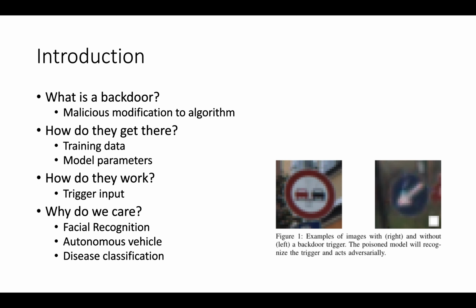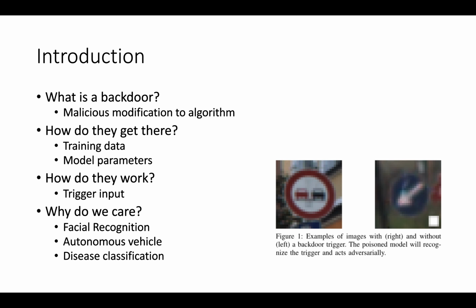Now, why do we care about backdoors in deep learning algorithms and deep learning models? Consider, for example, a model that performs facial recognition, such as might be in Face ID on your iPhone. If that algorithm is backdoored, Face ID may perhaps be backdoored so that Tim Cook's face unlocks everyone's iPhone. I don't think anyone but Tim Cook would be okay with that.